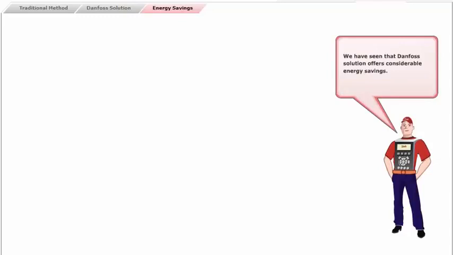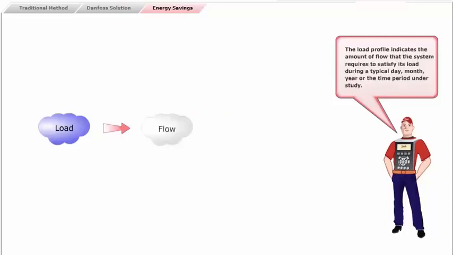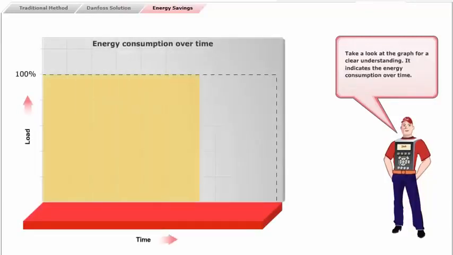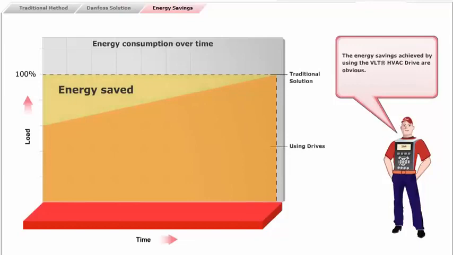We have seen that the Danfoss solution offers considerable energy savings. To calculate the potential savings over time, the actual load versus time profile must be known. The load profile indicates the amount of flow that the system requires to satisfy its load during a typical day, month, year, or the time period under study. Take a look at the graph for a clearer understanding. It indicates the energy consumption over time. The diagram shows the difference in energy consumed when using a fixed-speed pump and a pump controlled by a VLT HVAC drive, in association with a flow meter. The energy savings achieved by using the VLT HVAC drive are obvious.